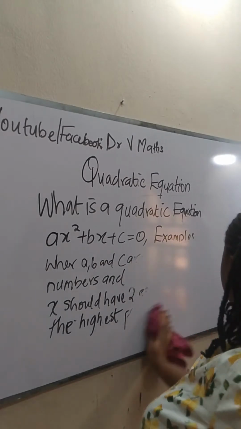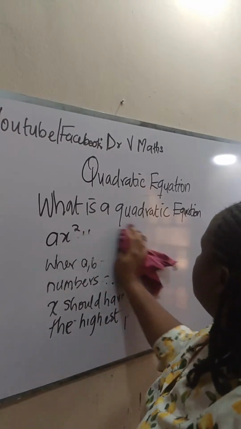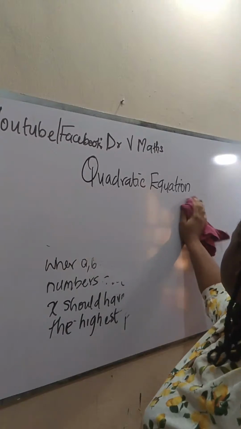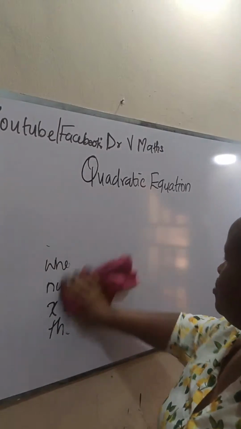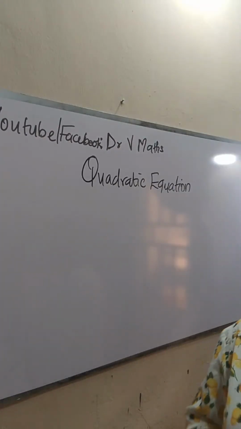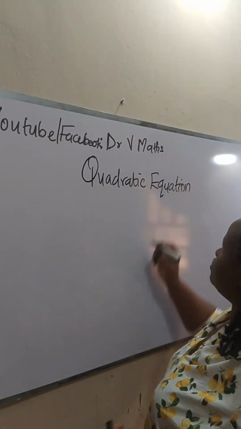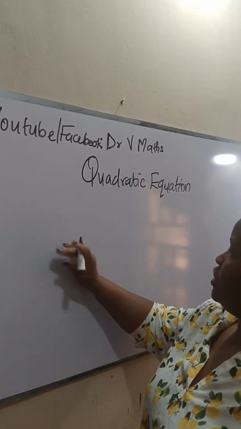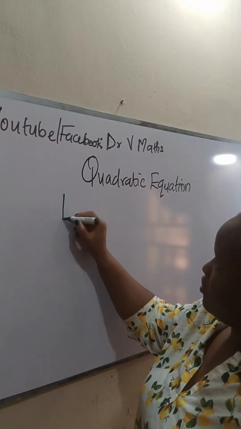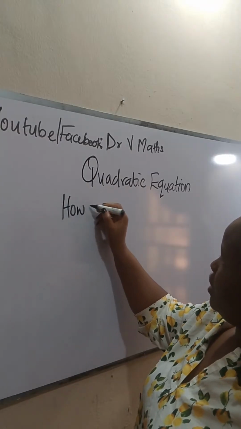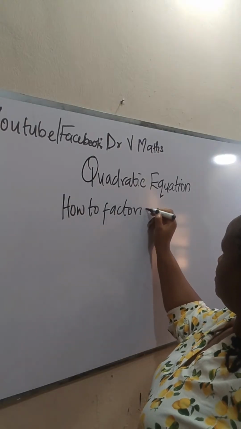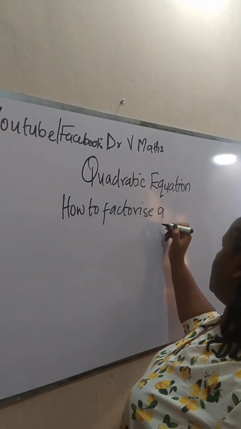So we have been able to learn what a quadratic equation is, how to identify a quadratic equation, and we have seen some examples of a quadratic equation. Now the next thing I'm going to show you is how to factorize a quadratic.